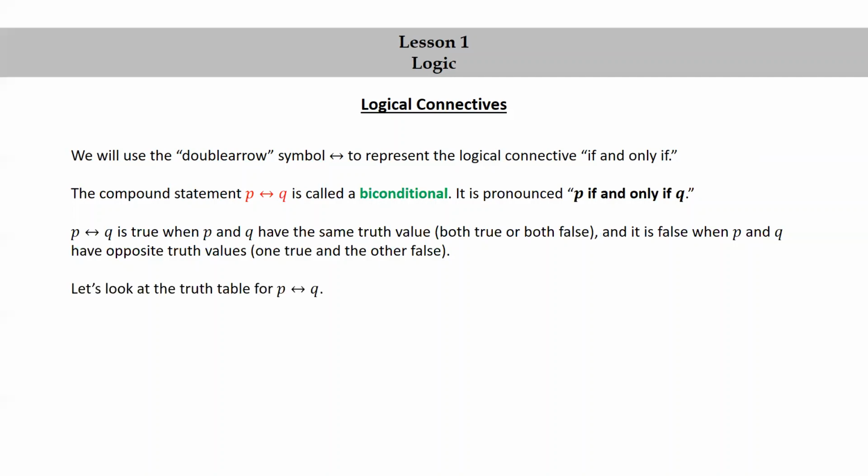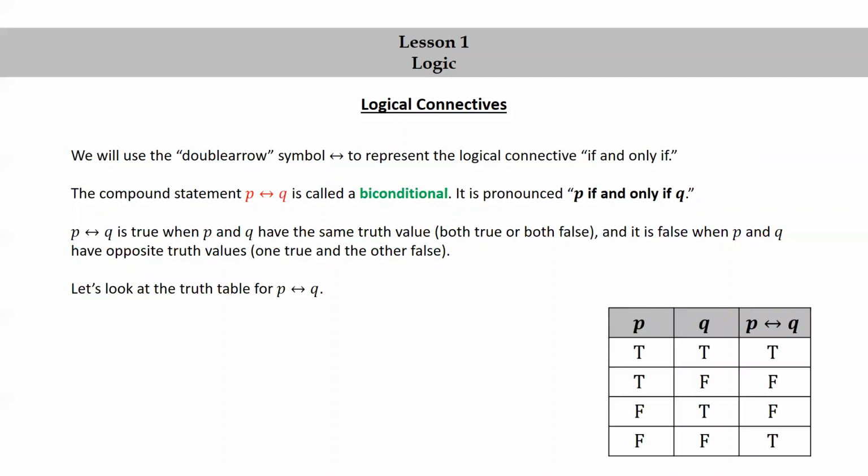Let's look at the truth table for P if and only if Q. We have true if and only if true is true, true if and only if false is false, false if and only if true is false, and false if and only if false is true.